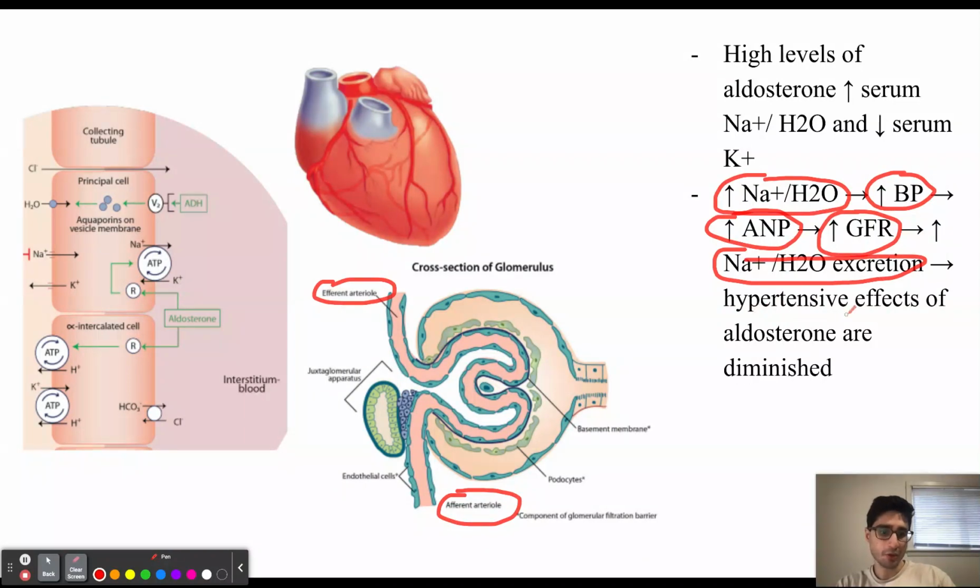And so this is ultimately going to diminish the hypertensive effects of aldosterone as well as the hypernatremic effects of aldosterone. So just to summarize, aldosterone escape is a mechanism in which we're countering some of the effects of aldosterone. So remember that aldosterone can cause hypertension, and this hypertension can be sensed by the atrium, which in return can cause a release of ANP, and this can increase the GFR to release sodium and water. And so this ultimately is going to diminish some of the effects of aldosterone.